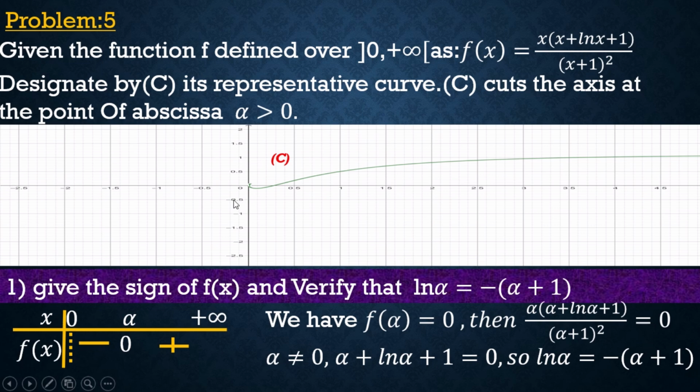So, alpha is a root of the equation f of x equals 0. So we have f of alpha equals 0. F of alpha, substitute x by alpha, equals 0. Alpha is different from 0, and alpha plus 1 squared is also different from 0. Then this fraction is 0 when alpha plus ln alpha plus 1 equals 0. So ln alpha equals minus alpha plus 1.